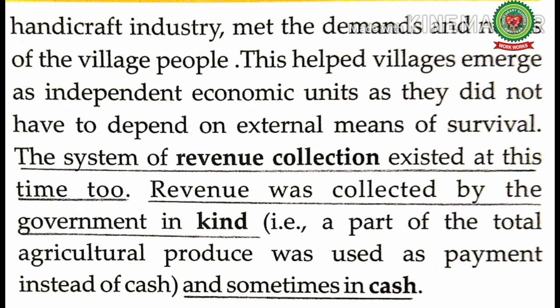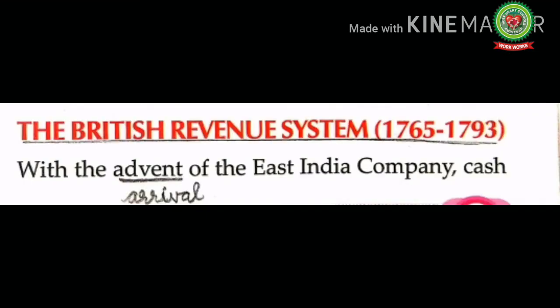The system of revenue collection existed at that time too. Revenue was collected by the government in kind and sometimes in cash. Means even before the arrival of the British in India, the system of revenue collection was there. And there were two types of revenue collection. First was the direct form, in which the revenue collection was done by the officials of the rulers. On the other hand, the collection of revenue was carried out in the indirect form through the zamindars or landlords. Now, let us read and discuss the British revenue system from 1765 till 1793.